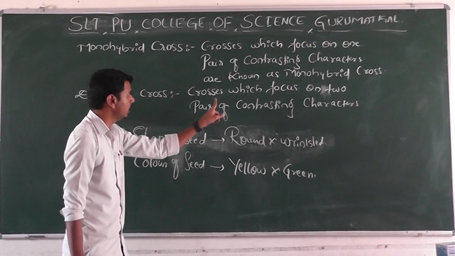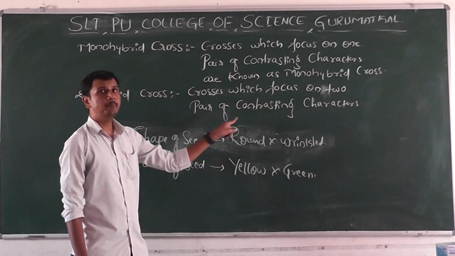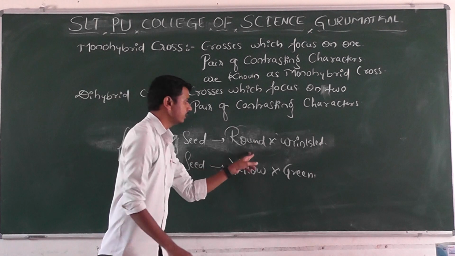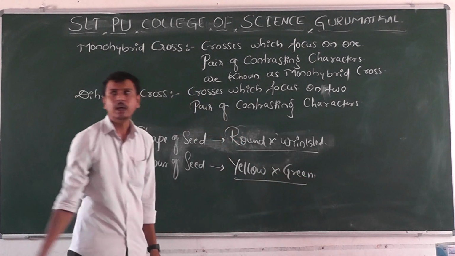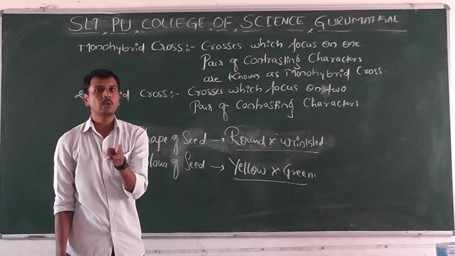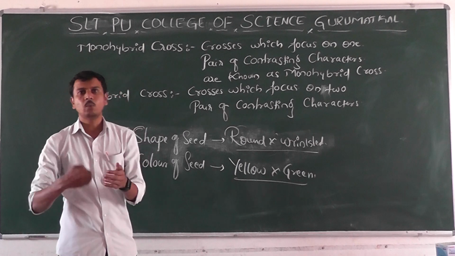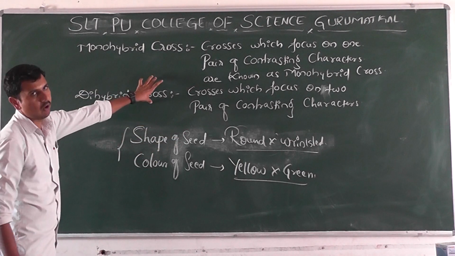So you can see the definition: crosses which focus on two pairs of contrasting characters. Round and wrinkled is one pair, and yellow and green is another pair. Two pairs of contrasting characters, whatever the plant contains, we are going to cross that. Whatever the result comes, we call it a dihybrid cross.